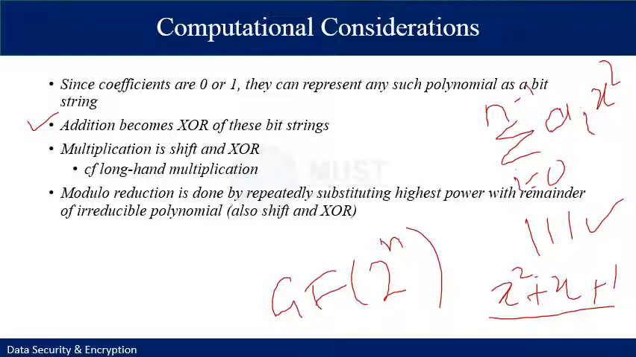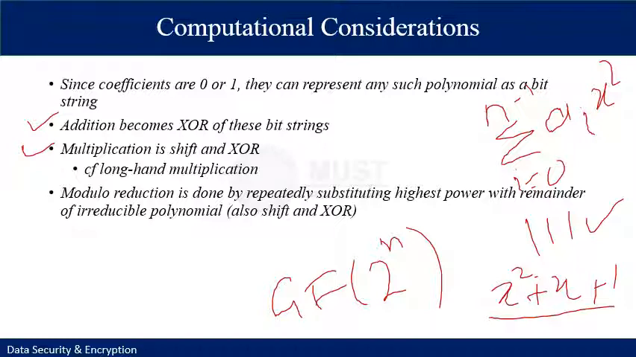Multiplication is shift and XOR. That means if you look at the last example, we made one point shift and then performed the multiplication with another polynomial defined in the table. So it is referred to as longhand multiplication. There is no simple XOR operation that will accomplish the multiplication in GF(2) raised to power n. However, a reasonably straightforward and easily implemented technique is available.